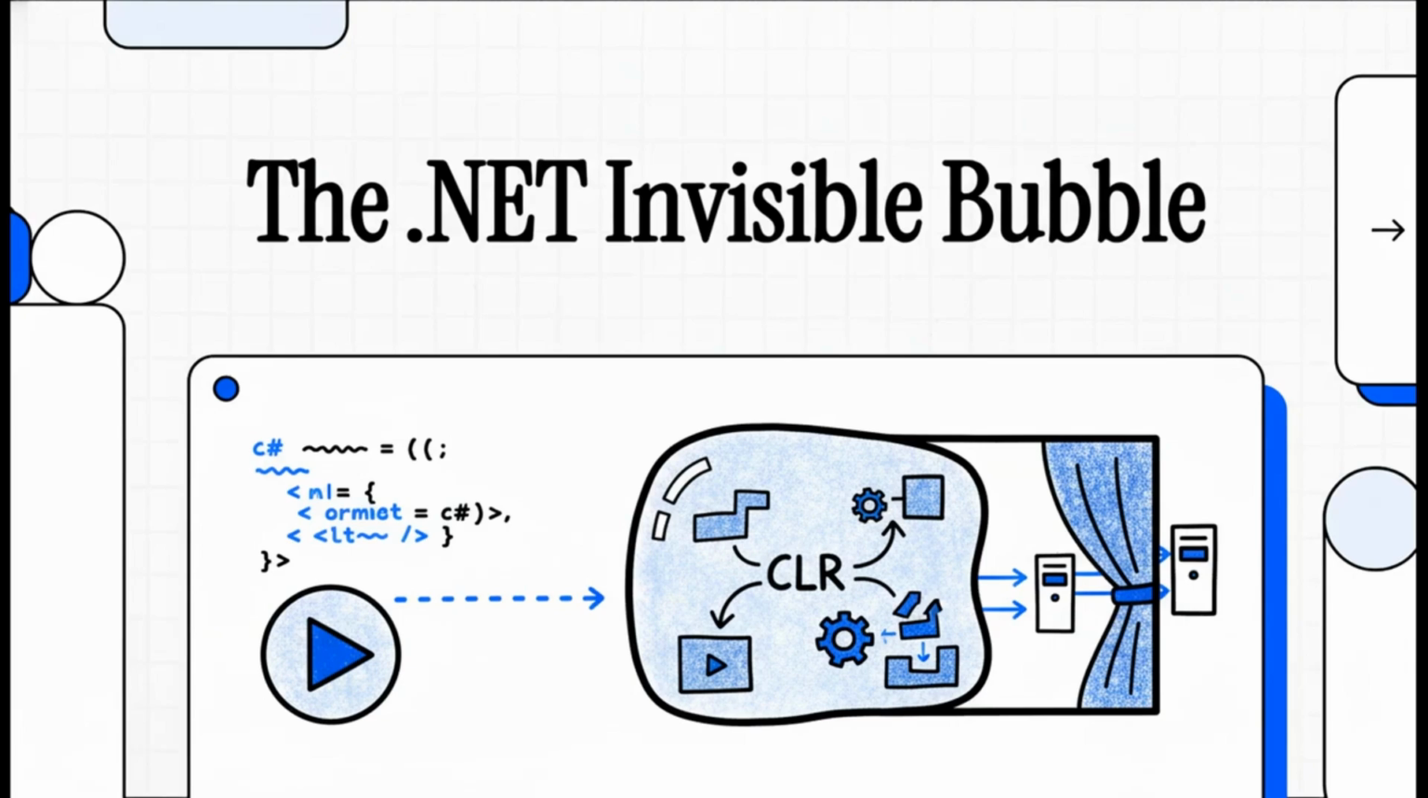Have you ever written a few lines of C#, hit run, and just wondered, what is actually happening under the hood? Well, there's this entire invisible world, this kind of protective bubble that brings all your code to life. Today, we're going to pull back the curtain on that bubble, because understanding it, that's the secret to dodging some of the most infuriating bugs you will ever face.